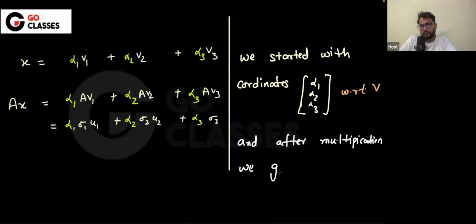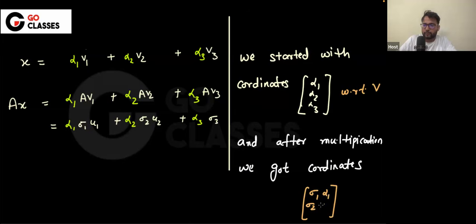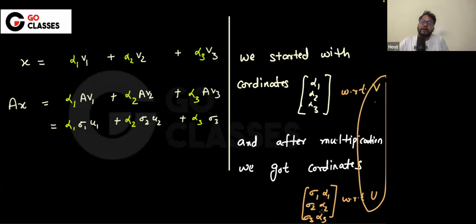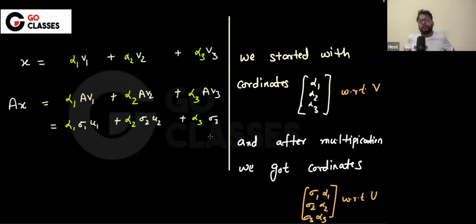we got coordinates. And what are those coordinates? Those coordinates are sigma 1 alpha 1, sigma 2 alpha 2, sigma 3 alpha 3. And these coordinates are with respect to u, because we cannot have v here, as the dimension itself might not match. I hope this is fine to everyone, right?